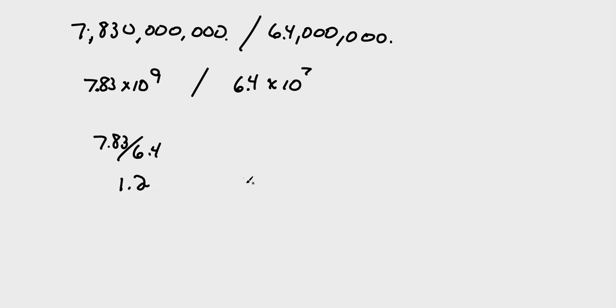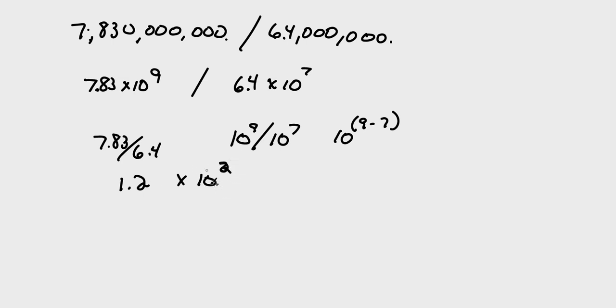Okay, now let's deal with our exponents. We got 10 to the 9th divided by 10 to the 7th. Now when you multiply, you add. When you divide, you subtract. So this is 10 to the 9 minus 7th power, or 10 to the third power. No, second. Simple math is hard. Okay, 10 to the second.